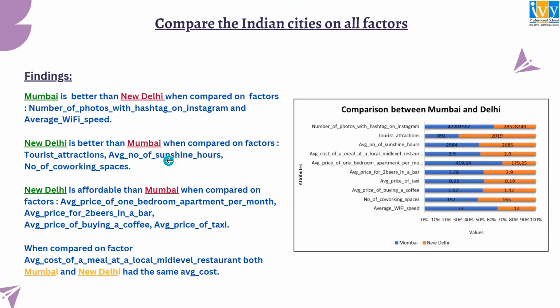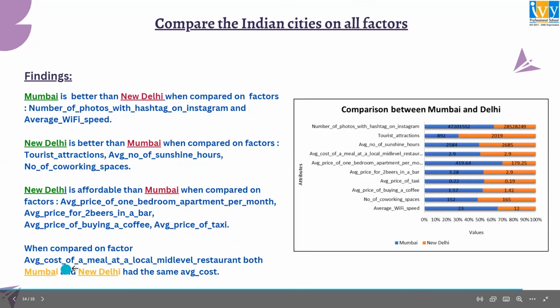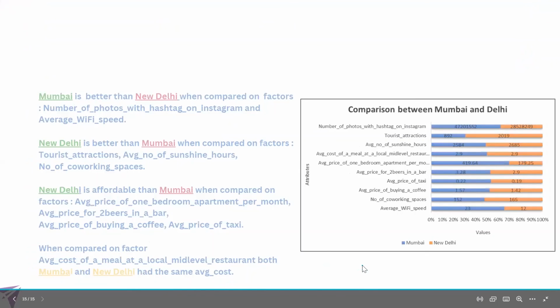New Delhi is better than Mumbai when compared on factors tourist attractions, average number of sunshine hours, number of co-working spaces. New Delhi is more affordable than Mumbai when compared on factors average price of one bedroom apartment per month, average price for 2 beers in a bar, average price of buying a coffee, and average price of taxi. When compared on factor average cost of a meal at a local mid-level restaurant, both Mumbai and New Delhi had the same average cost. That's all I had to present.